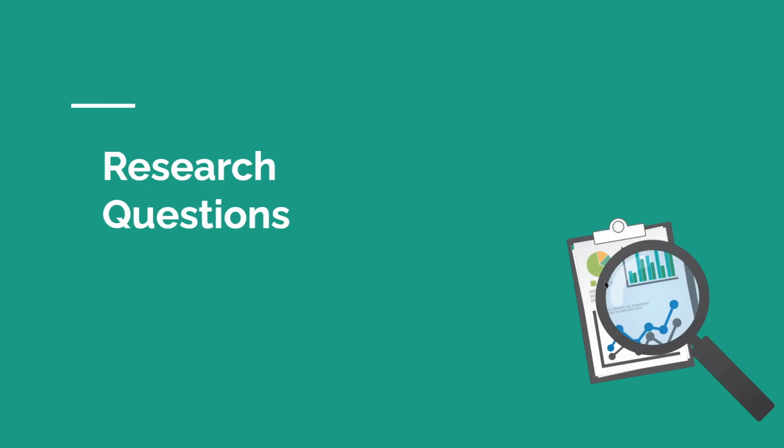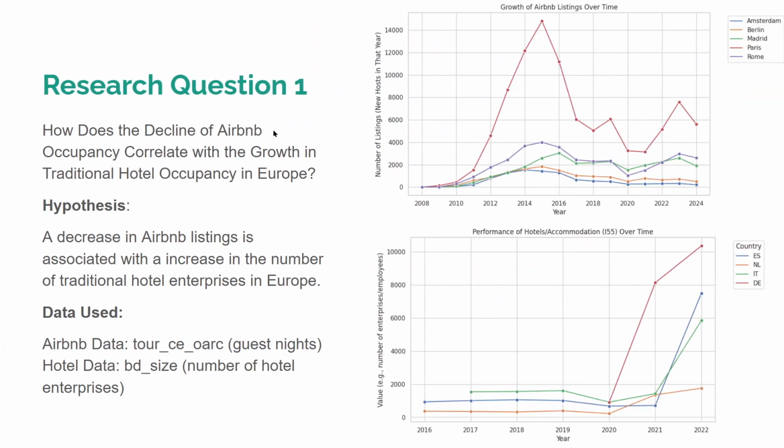So, my research questions. The first research question is, how does the decline of Airbnb occupancy correlate with the growth in traditional hotel occupancy in Europe? And my initial hypothesis was that a decrease in Airbnb listings is associated with an increase in the number of traditional hotel enterprises in Europe. And I have done an analysis on this.